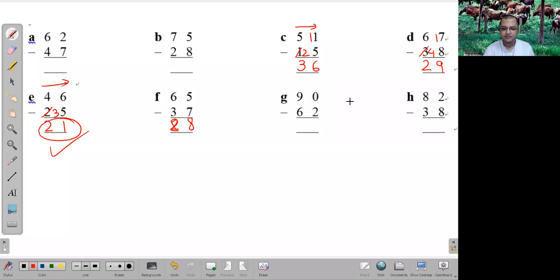Next one, number G. Aurav. Prabhuji, can I try? Okay. Vrajpriya, try. Aurav, let her try because you got a chance earlier. Yes. 9 minus 6 is 3, but 0 minus 2 is not possible. So it will become 4. 9 minus 7 is 2. Yes. And 1 will come up. So 10 minus 2 is 8.